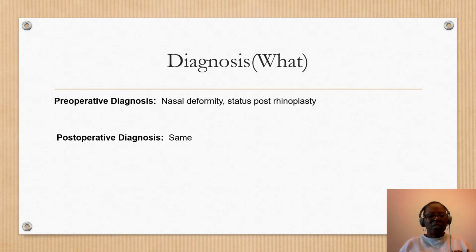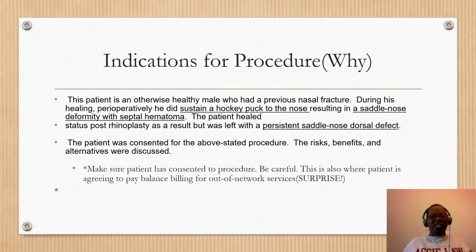So the preoperative diagnosis is nasal deformity, and the patient is also status post rhinoplasty. So this patient has actually had a rhinoplasty previously, so they're status post that. And I'm going to go on the assumption that because of the status post rhinoplasty, the patient developed a nasal deformity. And so when we get into our postoperative diagnosis, as you can see, it is stated that it is the same. So pretty much it is straightforward. The reason why we're doing this procedure is, again, because the patient has developed a nasal deformity status post a previous rhinoplasty procedure.